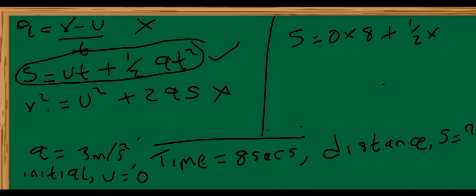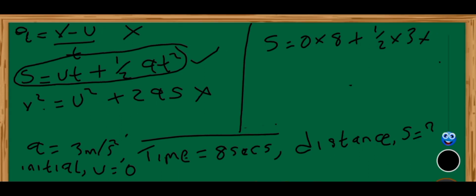So 3 times 8 raised to power 2. Then we're going to solve that. Okay, well, yeah, distance is equals to 0 times 8. Anything multiplied by 0 is 0, plus half times 3 times 8 square. Okay, 8 square will give us 64. So now we can solve it to the next point.